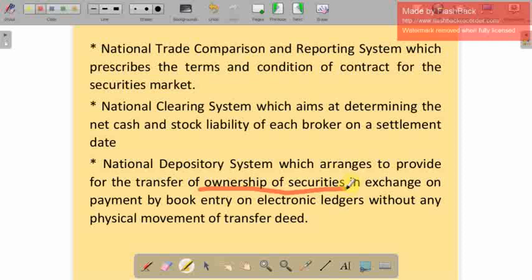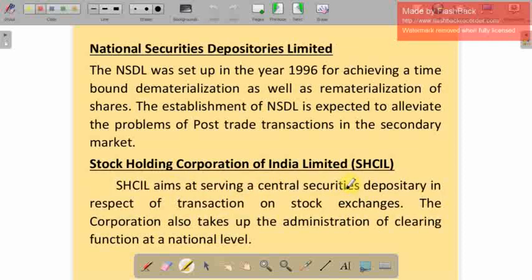And National Securities Depositories Limited. It was introduced in 1996. The aim is dematerialization as well as rematerialization. We are going to study about this in the next lesson. Dematerialization means that instead of physical documents, everything is changed to electronic format.